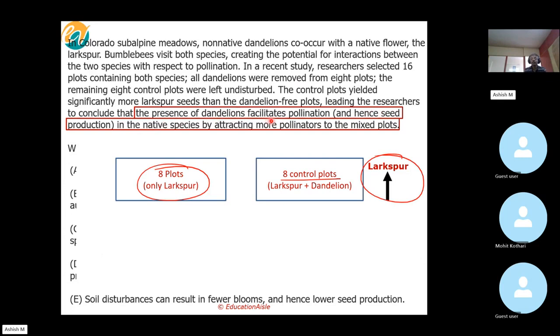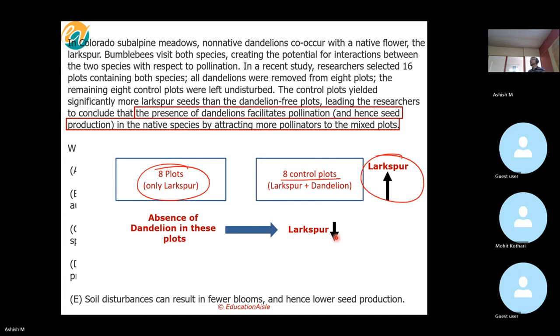Presence of dandelion facilitates pollination. In other words, what is the argument concluding? That presence of dandelion is the reason why larkspur seed production is more here and lesser here. In other words, the argument is concluding that absence of dandelions in these plots is the reason why larkspur seed production is lesser in these plots.